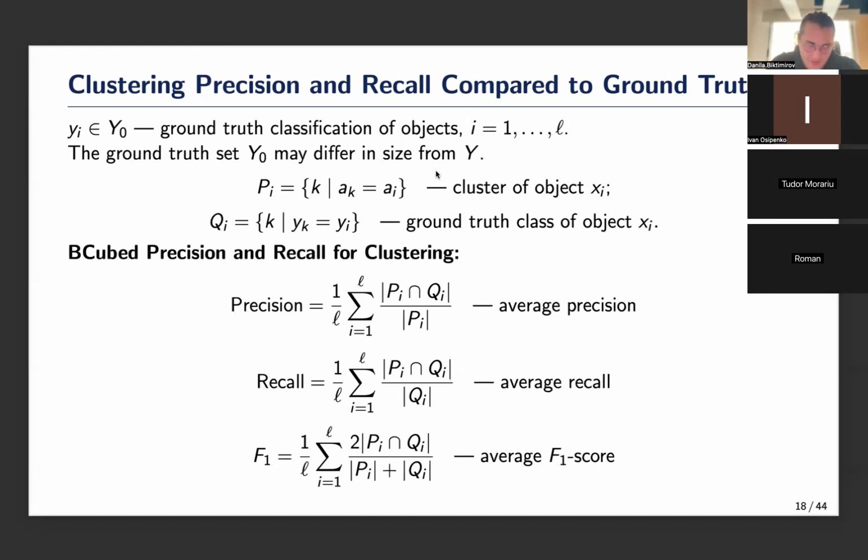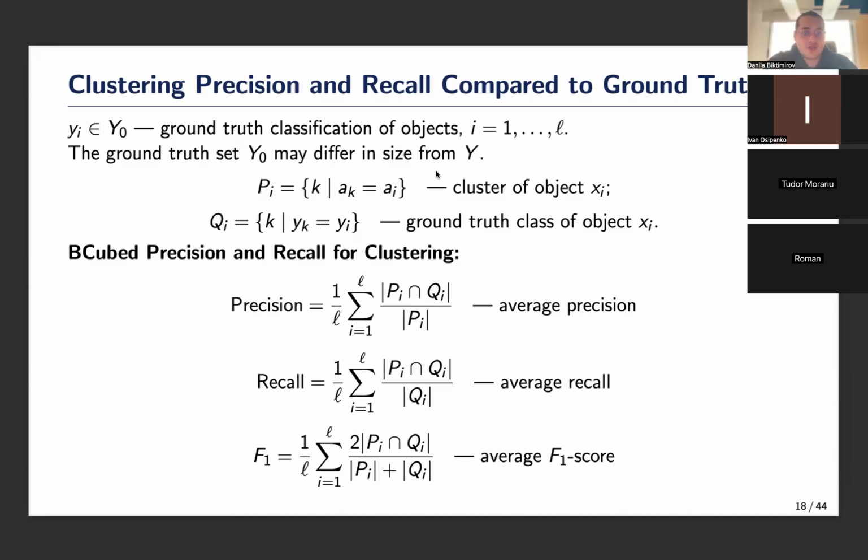So step two, the computation of precision and recall. Precision is the fraction of objects in the same cluster as X that actually belong to X's true class. So this metric evaluates how pure each cluster is. If a cluster consists mostly of objects from the same true class, its precision is high. If a cluster contains many mislabeled objects, its precision is low.